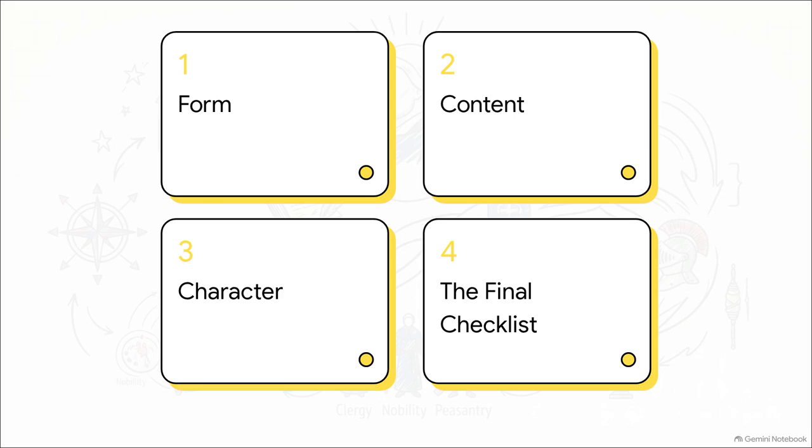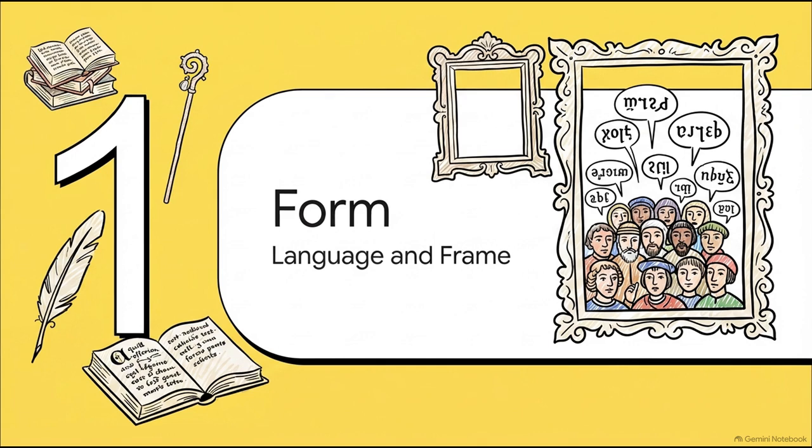Number 1, we'll look at form, covering language and the frame narrative. Number 2, content, focusing on estates and meter. Number 3, character, examining realism and irony. And 4, we'll wrap it all up with the final checklist. All right, let's jump right into section 1, form. Specifically, language and the frame narrative.